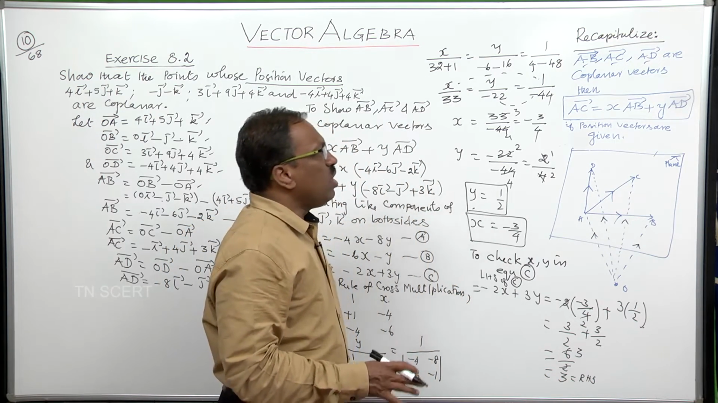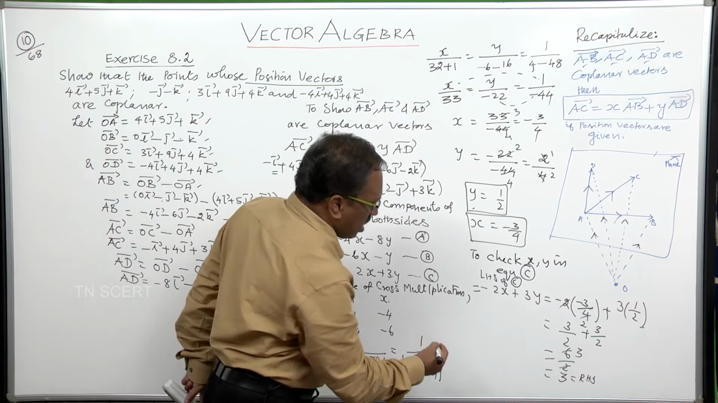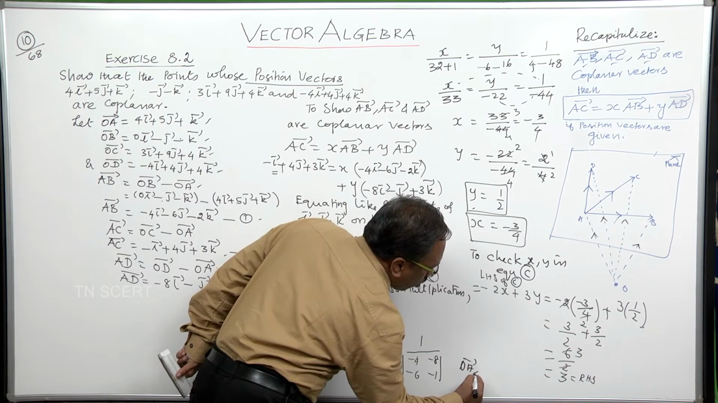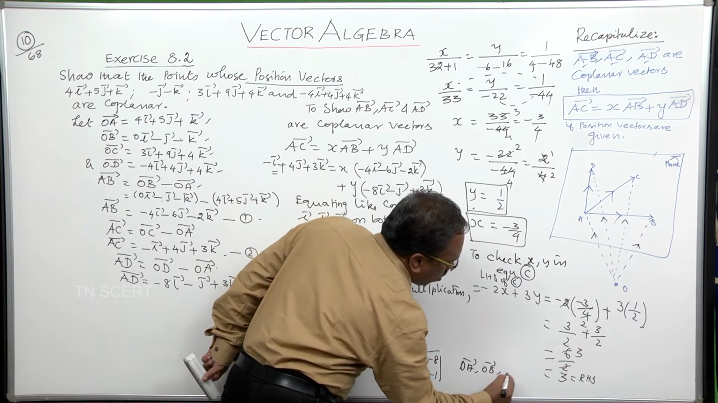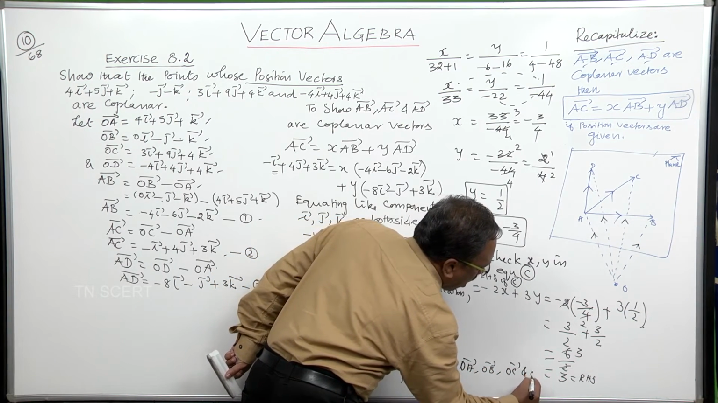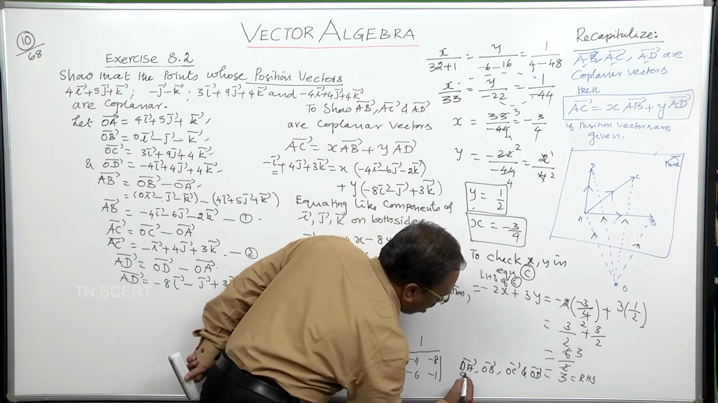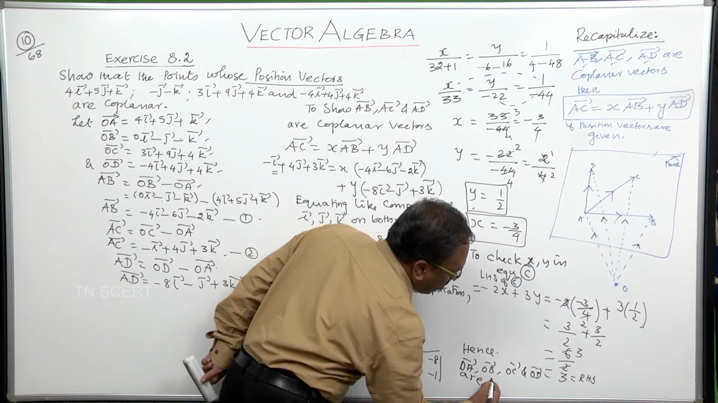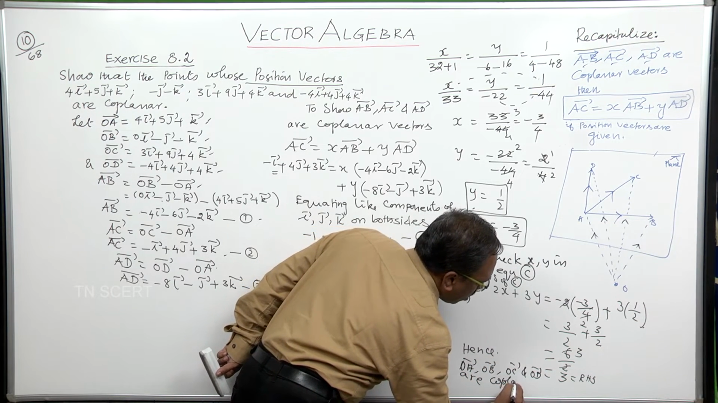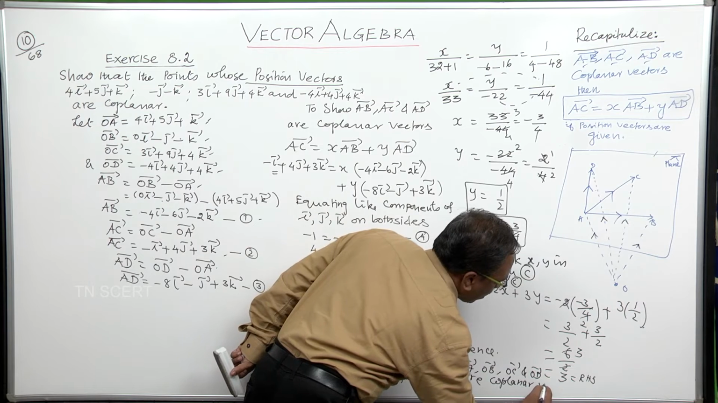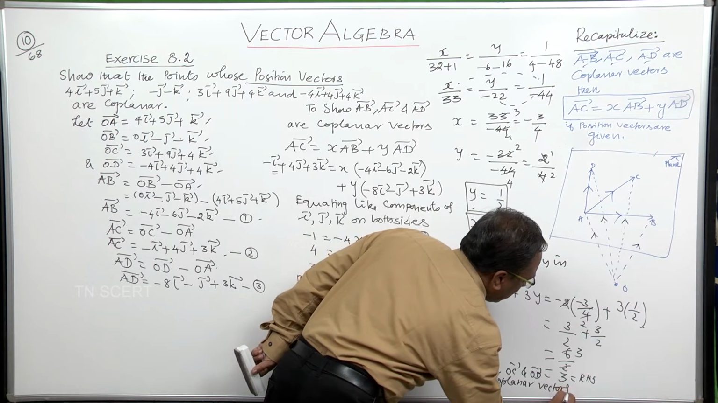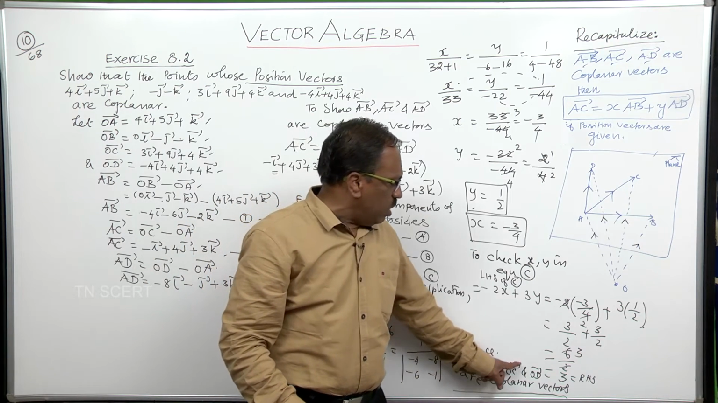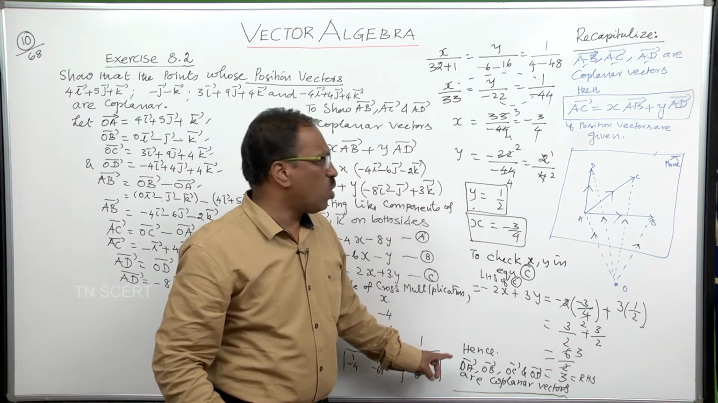That means all the vectors, that is OA vector, OB vector, OC vector and OD vector, hence we have to conclude the result. That is very, very important. So it's coplanar vectors. By seeing this, we have proved that OA, OB, OC and OD are coplanar vectors.